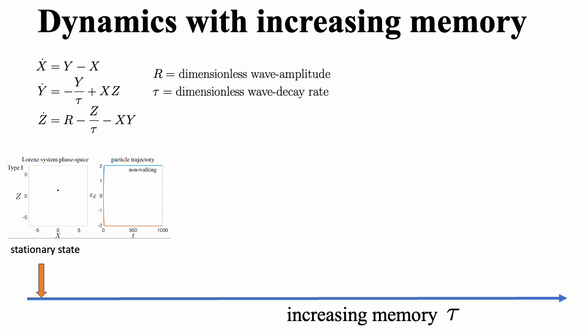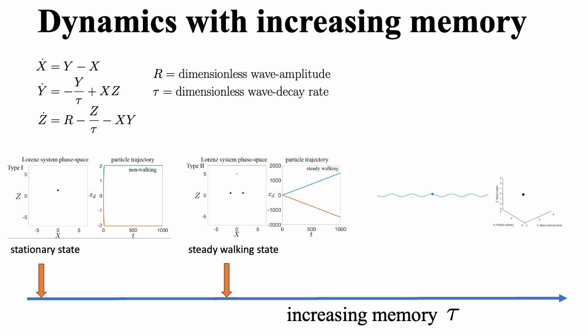Now, as you keep on increasing the memory, you get a pitchfork bifurcation in the Lorenz system, and the stationary state becomes unstable, and you get two new stable points. So one with a positive x and one with a negative x. And if we plot the corresponding trajectory for the particle, this shows something that you see on the right.